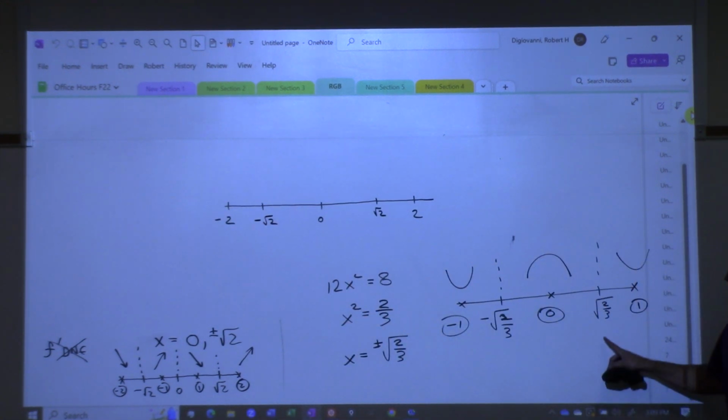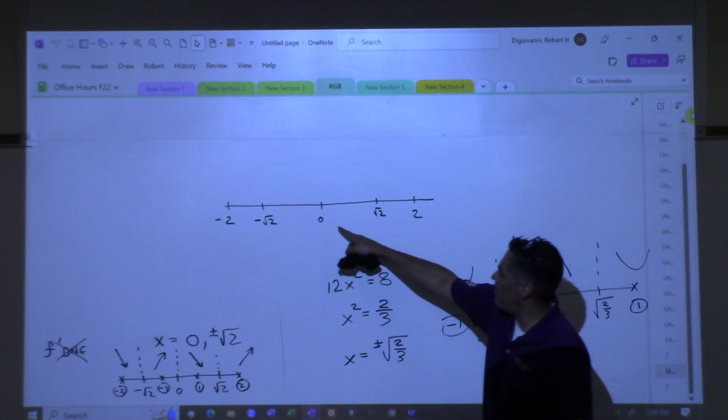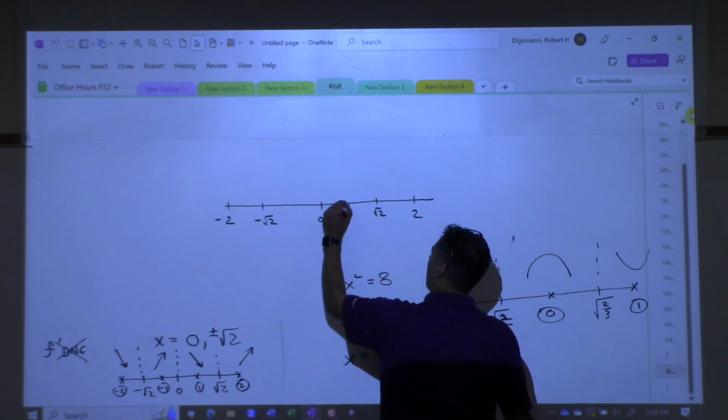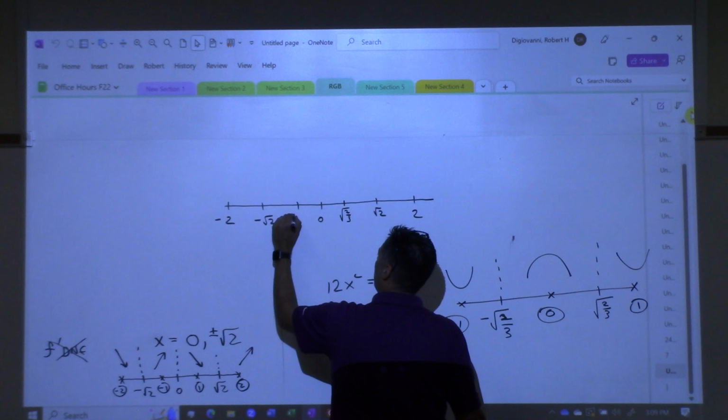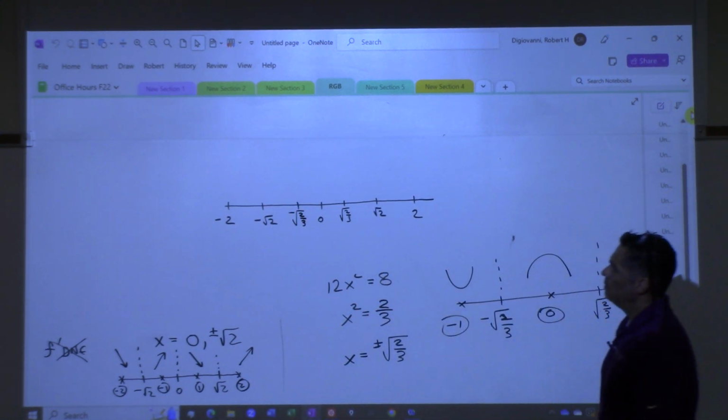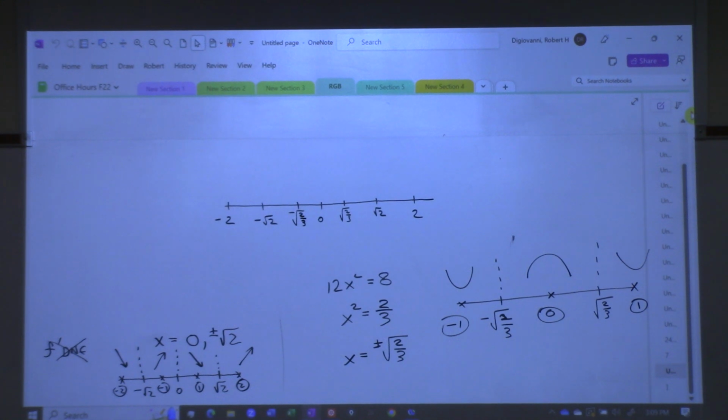And then these two, right? These two. Oh, I'm missing 0. Well, 0's already in there, right? That 0's already there? Okay, and then positive and negative root 2/3 is in here. And I'm not trying to get it perfect. I'm just trying to make sure that they're in the right order. Okay, those are all my important points, right, from this problem?